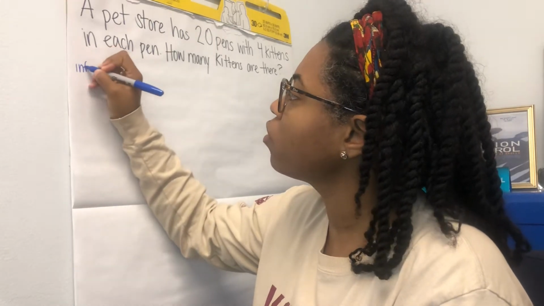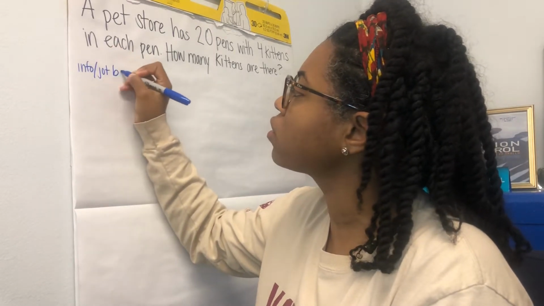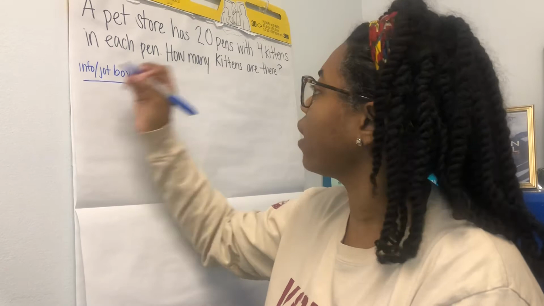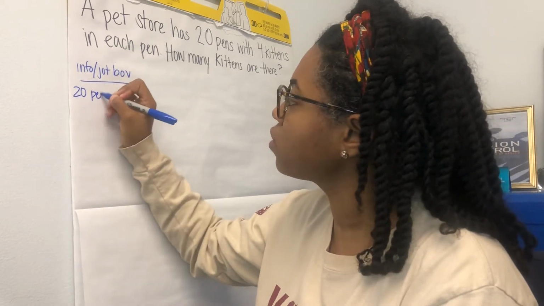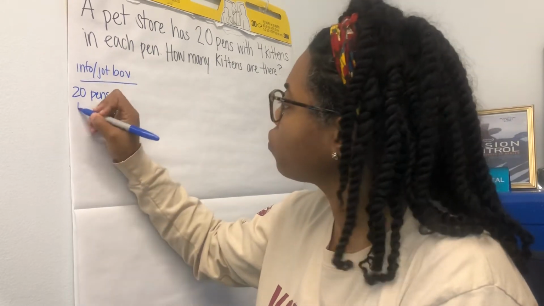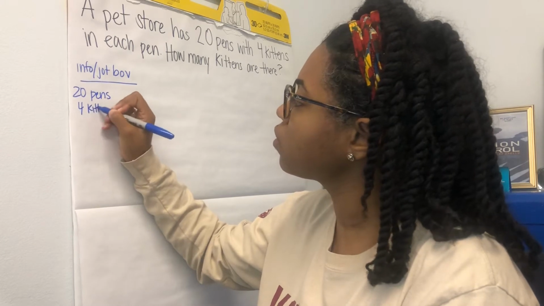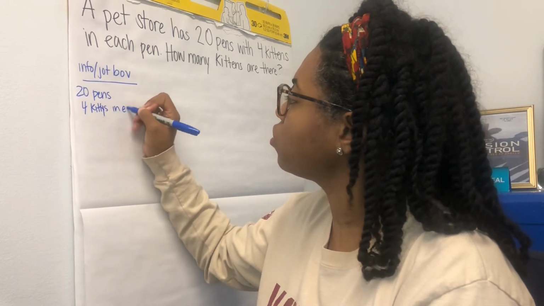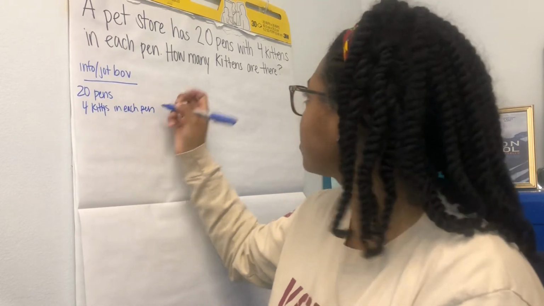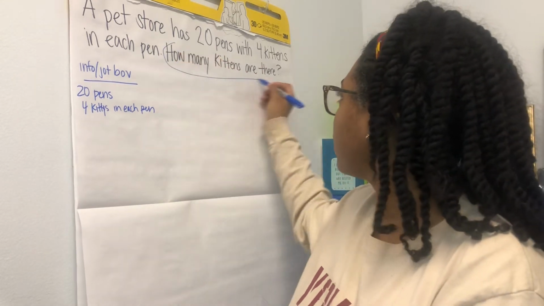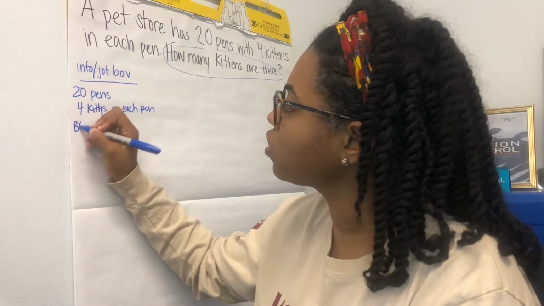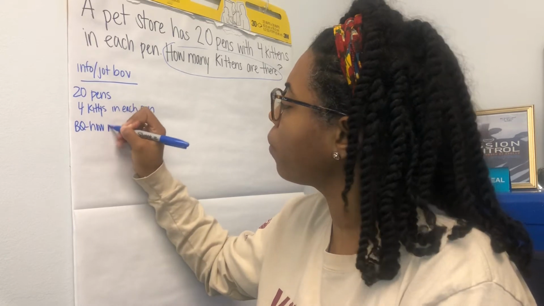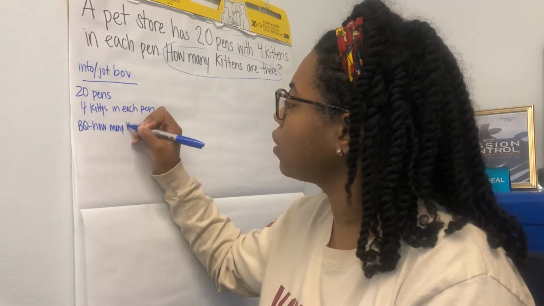Info/jot box. I know that there are 20 pens. There's 4 kitties in each pen. What's the question asking me? What do I need to find out? How many kittens are there? Big question: how many kitties?